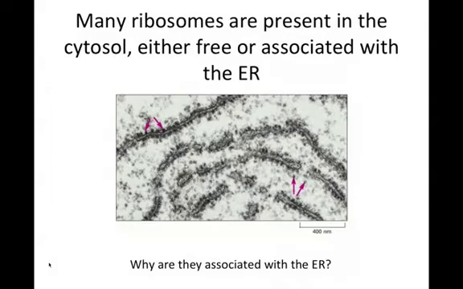Okay, so there are many ribosomes present in the cytosol, and they're either free or associated with the ER. We spoke about that last week, why that is, right? Why are they associated with the ER? Because these are proteins that are going to be entering the secretory pathway. And so this right here is actually showing a cross-section of these ribosomes sitting on the ER membrane. So that's your rough ER.